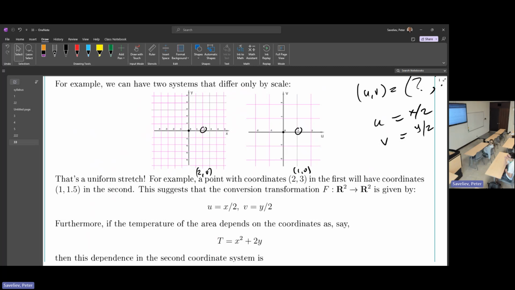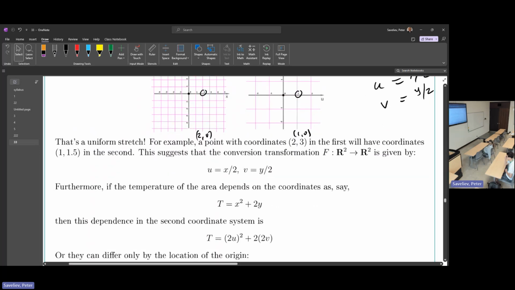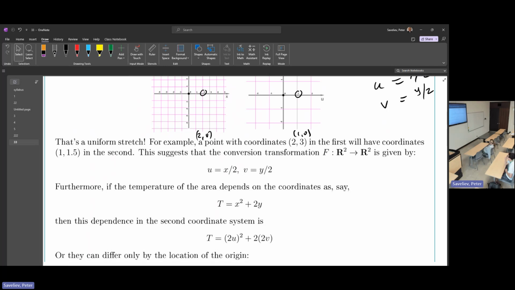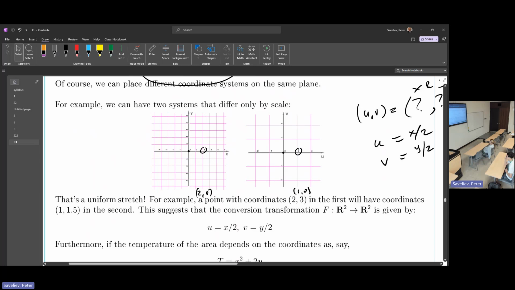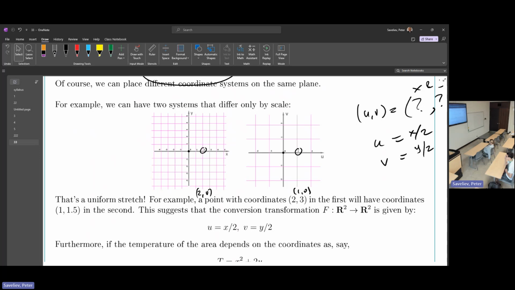So if this was my formula, x squared plus 2y, then the temperature depends on the location. For example, I just replace x with 2u and y with 2v, and that's my new formula. As you can see, it is a very simple transformation. How would we describe it? It's a uniform stretch. Uniform means that in all directions it goes the same way, so the shapes do not change. Squares remain squares, circles remain circles.